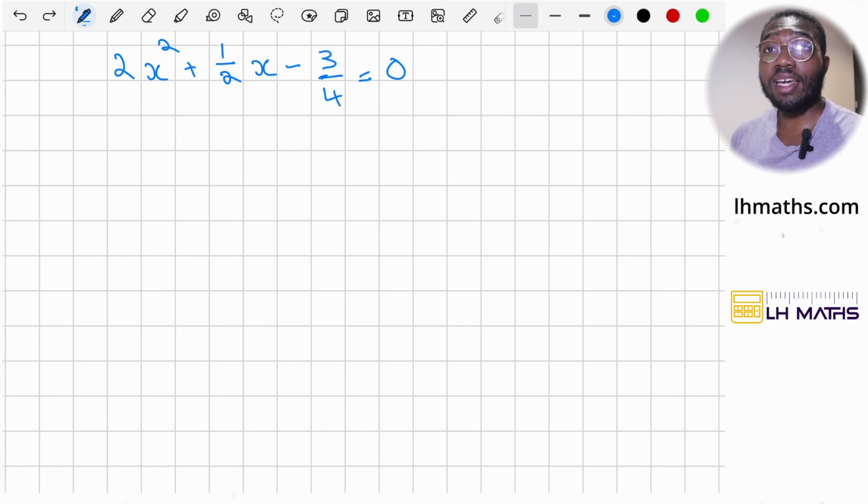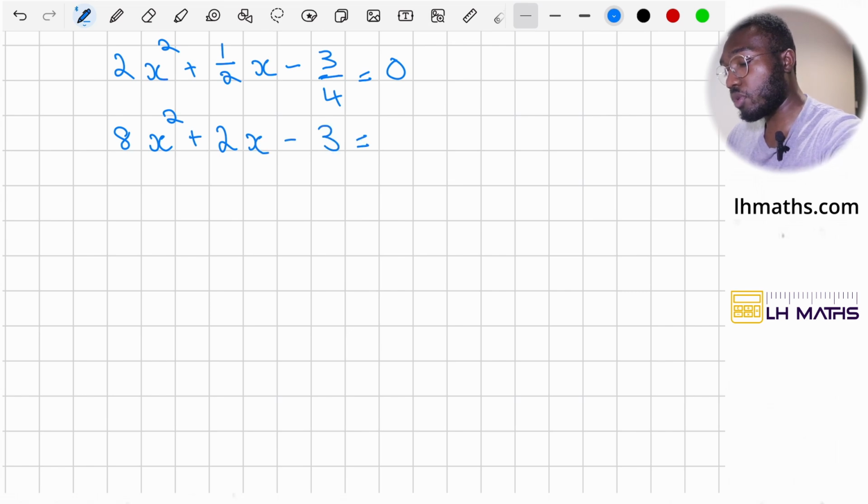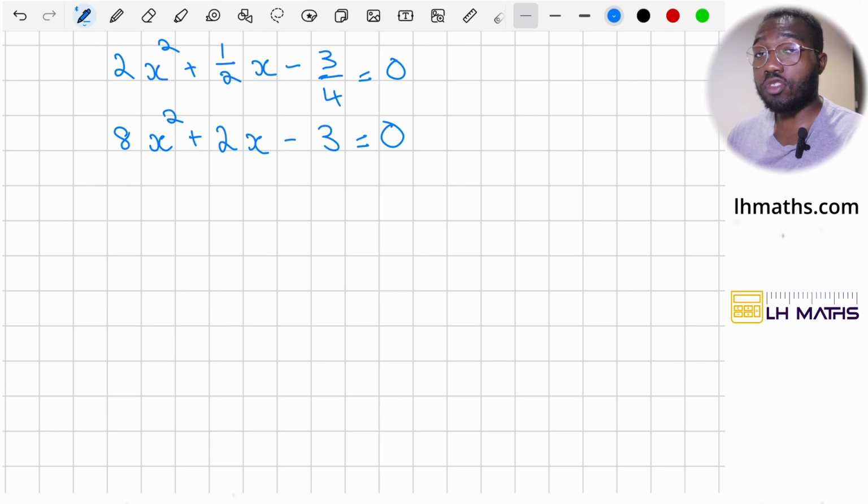Now, if this is on a calculator exam, then feel free to put this into your calculator, and it will give you your solutions. However, let's say it's on a non-calculator exam, I'm going to solve it by hand. First thing, I would times everything by 4 just to get rid of that fraction. So you get 8x squared plus 2x minus 3, and that is equal to 0. Now, there are two ways you can solve this. Actually, there are loads of ways you can solve this.